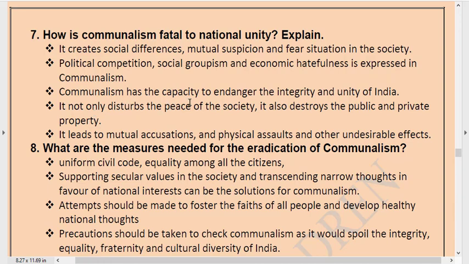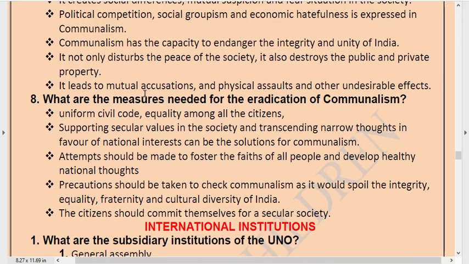Communalism has the capacity to endanger the integrity and unity of India. It not only disturbs the peace of the society, it also destroys the public and private property. It leads to mutual accusation and physical assaults and other undesirable effects.